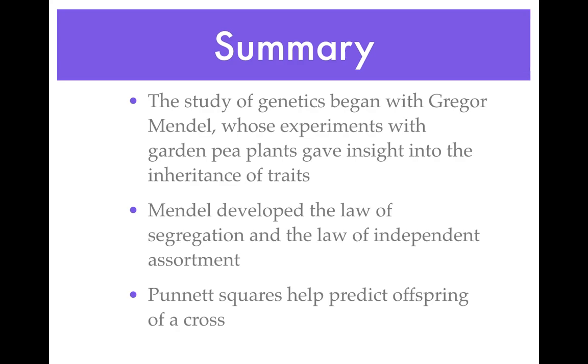So the study of genetics began with Gregor Mendel. His experiments with the garden pea gave insight into the inheritance of traits, a great deal of insight. He developed the law of segregation and the law of independent assortment. And after him, when we figured out what was going on, a guy by the name of Reginald Punnett developed a shorthand method for following monohybrid crosses. Even dihybrid crosses are not very hard with Punnett squares.